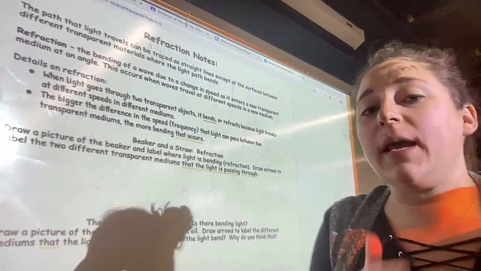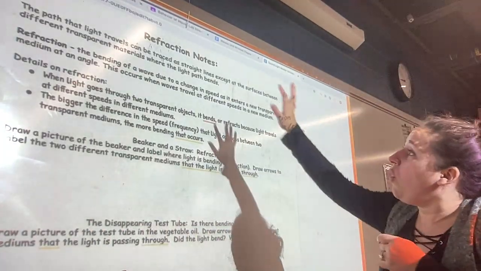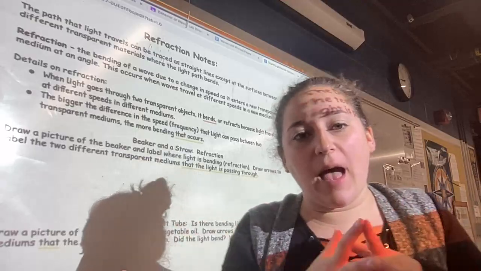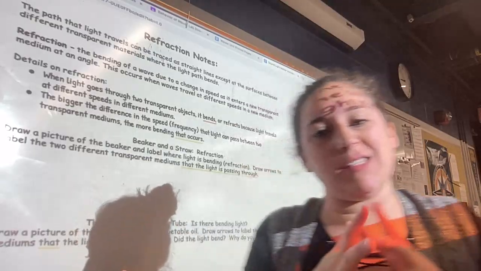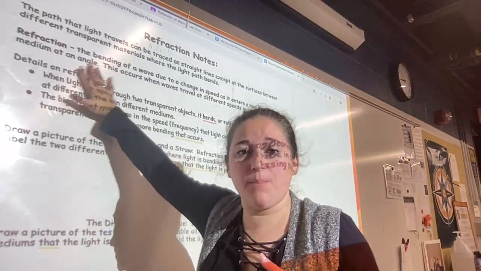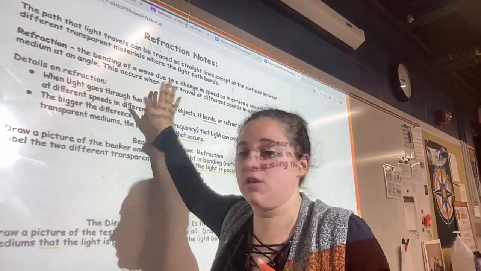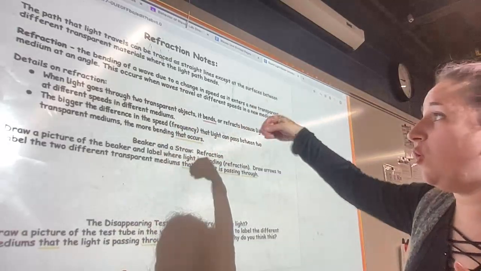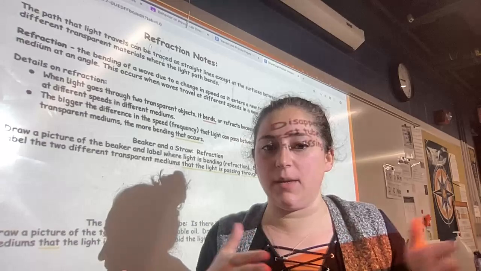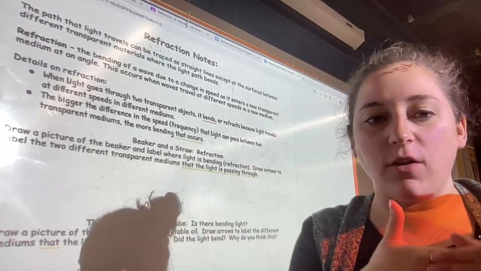So what is refraction? Okay, so what we know about light is that it goes in straight lines unless there is something that causes it to bend. And that is what refraction is. Refraction is the bending of a light wave due to a change in speed when it goes into a new medium. And so we've been talking a lot about mediums. Mediums is just whatever the wave is traveling through.